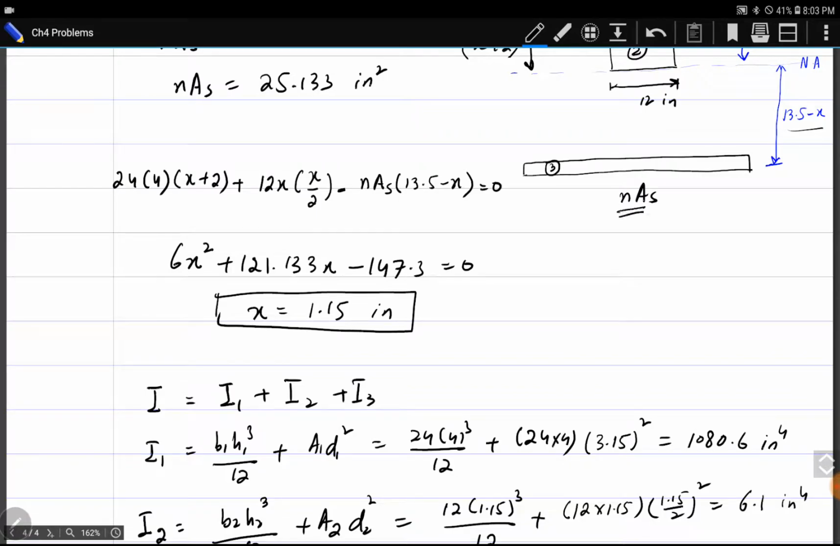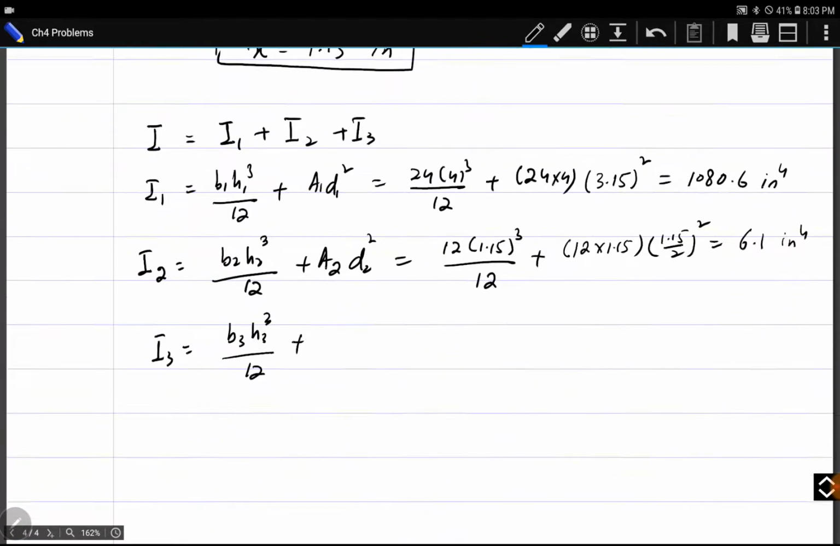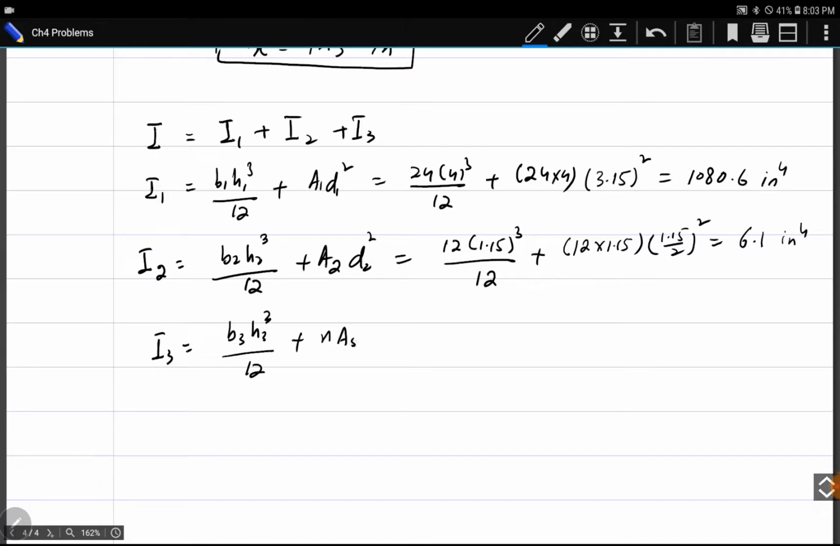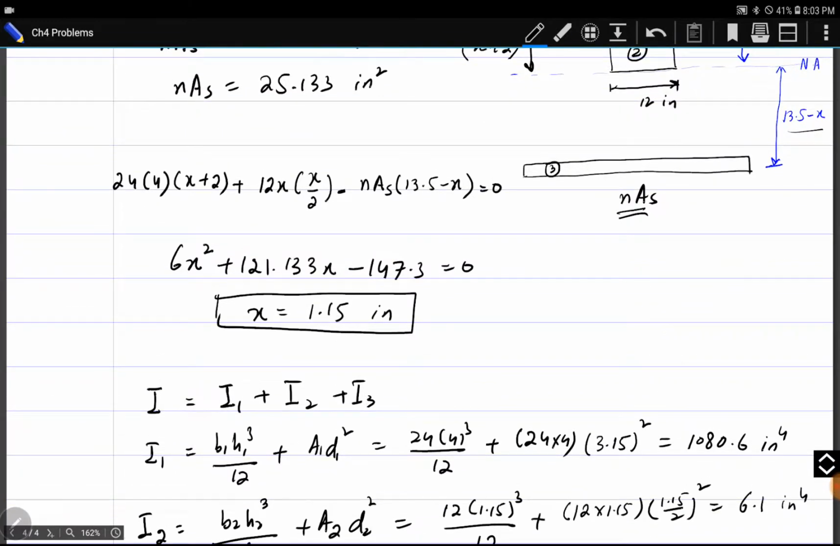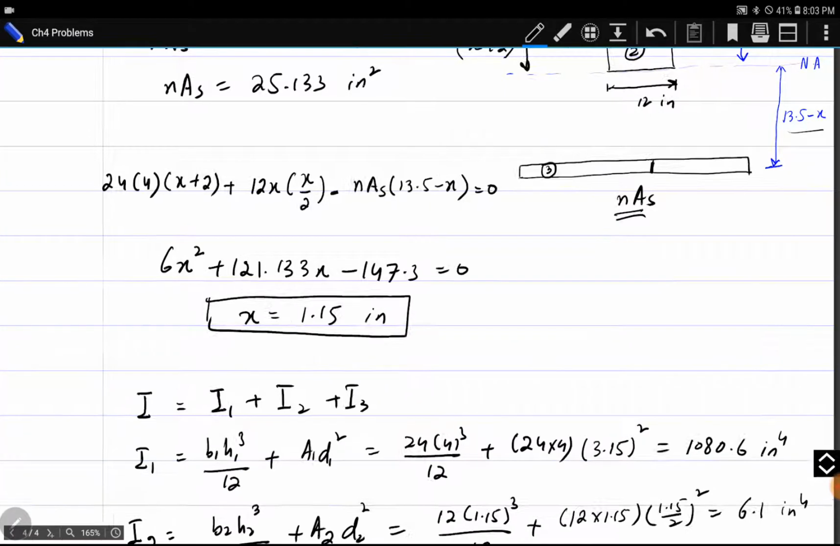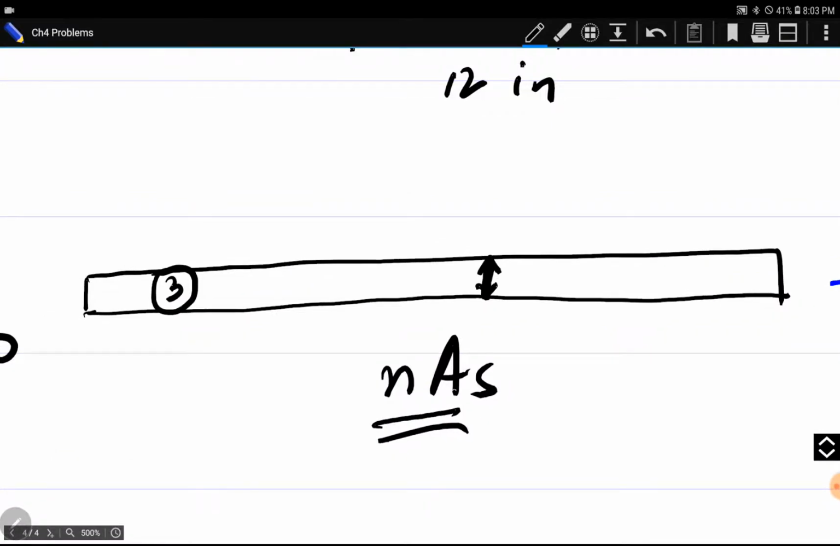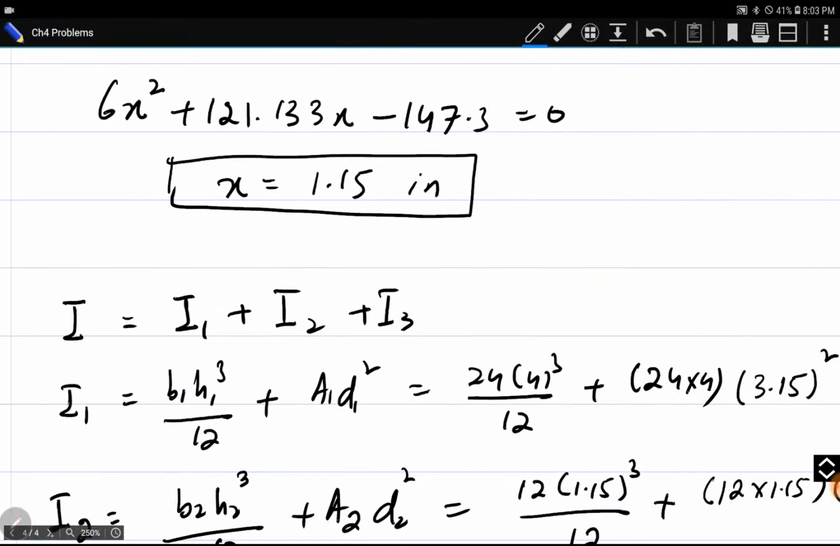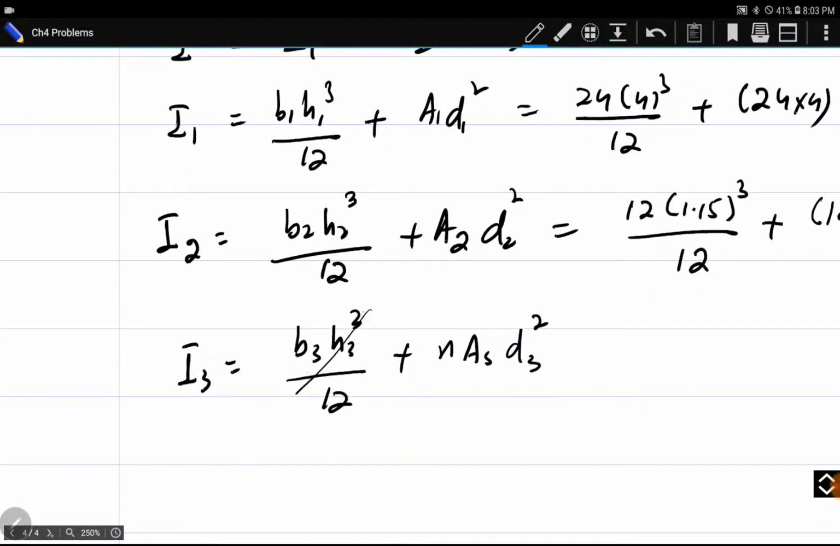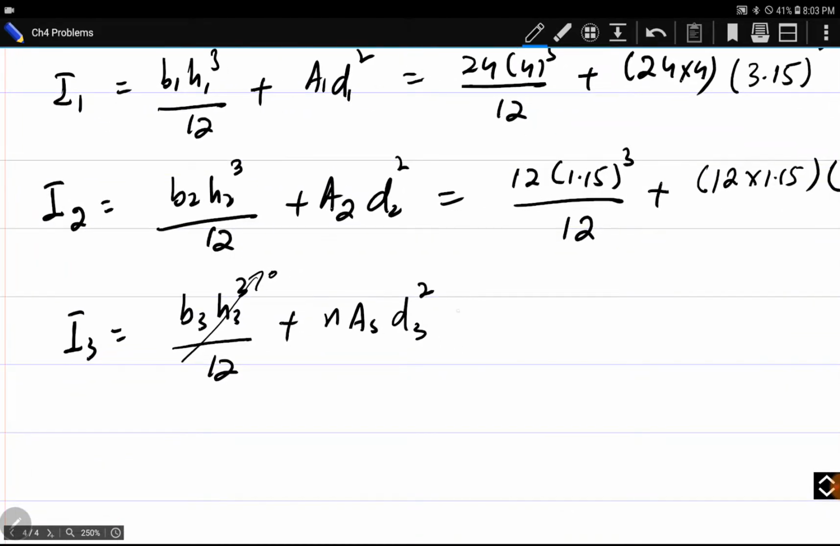So this area is actually now NAS into D3 cube, D3 square, plus B3H3 cube divided by 12. The height of this transformed steel section is very small, and if we take its cube, it will be really very small and we can neglect it. So usually we neglect this term of the steel section. So NAS into D cube.